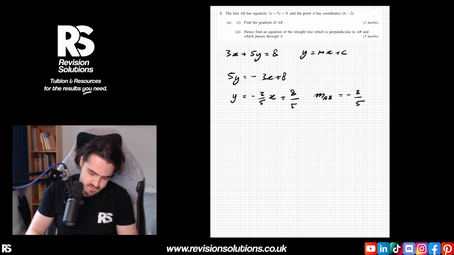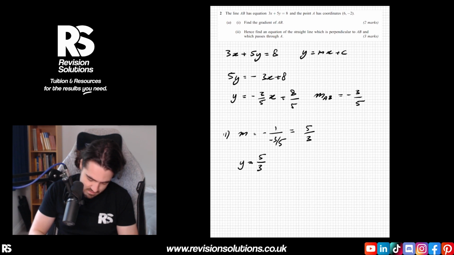Then it says, hence find an equation of a straight line which is perpendicular to AB and which passes through A. Well, to get a perpendicular straight line, we know the gradient is going to have to be the negative reciprocal. So the gradient of our line is going to be -1 over minus 3/5, which would just be 5/3. So the equation of our line is going to have the form of y equals 5/3 x plus c. And if we'd like it to pass through the point A, then we can just simply plug in the point A of (6, -2).